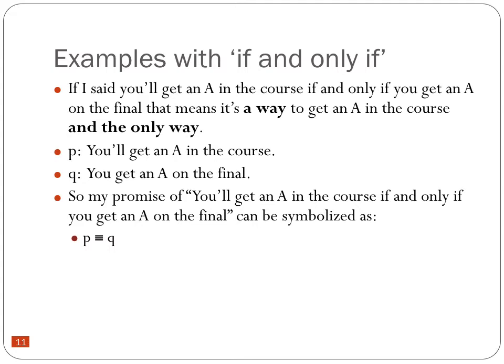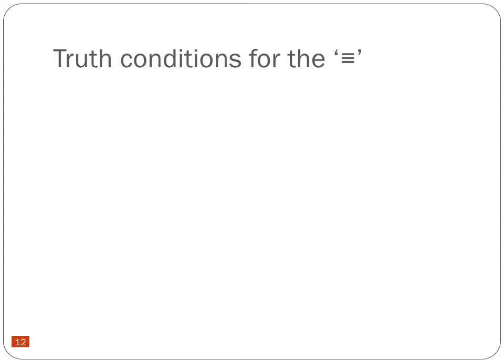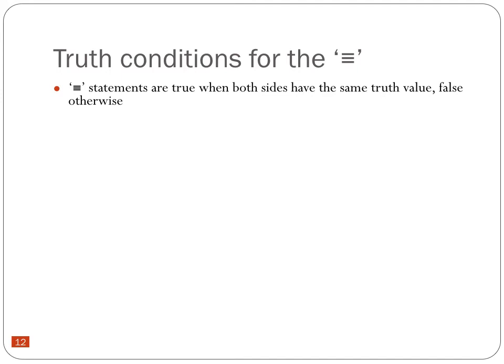So P is you get an A in the course, and Q, you get an A on the final. My promise, you get an A in the course if and only if you get an A on the final, can be symbolized as P tribar Q, or we can also use the double arrow. That also works. In our textbook, they use the double arrow, but in other books, other systems, they use the three lines, which is called the triple bar or the tribar. So here are the truth conditions for what's called the equivalence or the biconditional, the tribar.